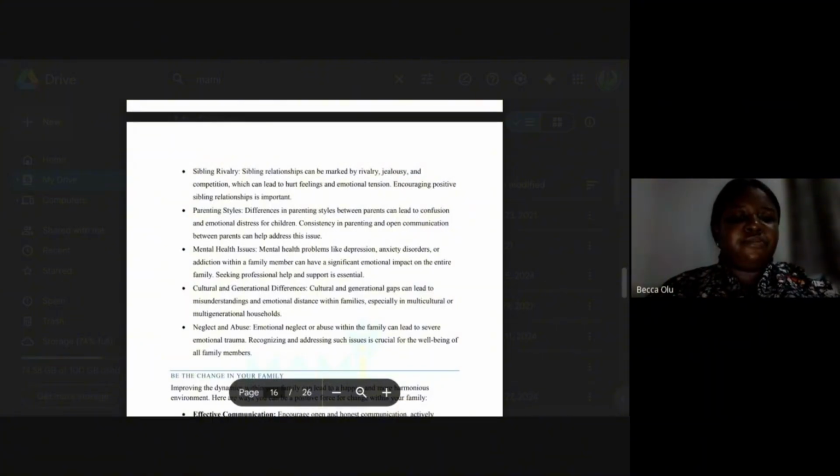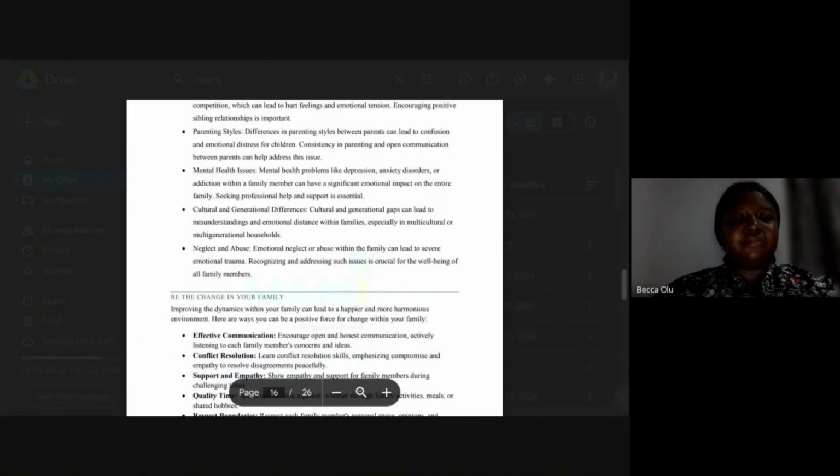Another issue in family is parenting styles. Differences in parenting styles between parents can lead to confusion and emotional distress for children. Consistency in parenting and open communication between parents can help address this issue.